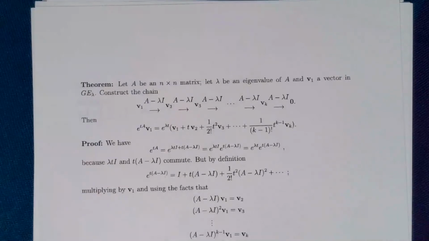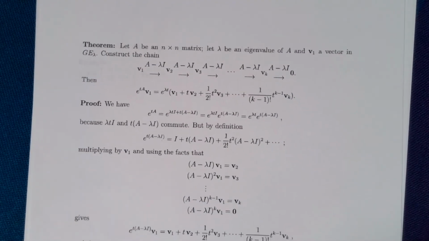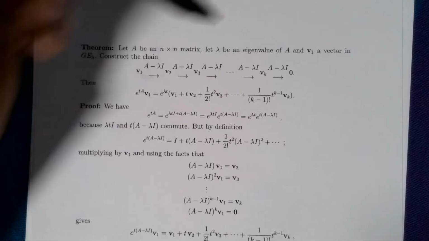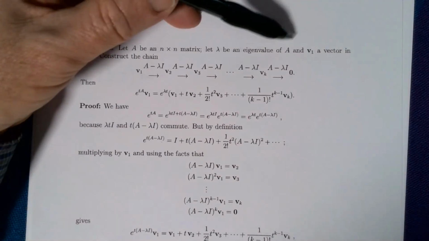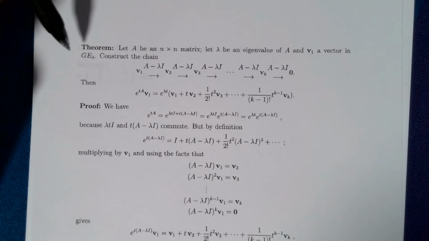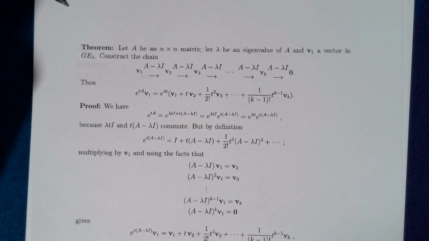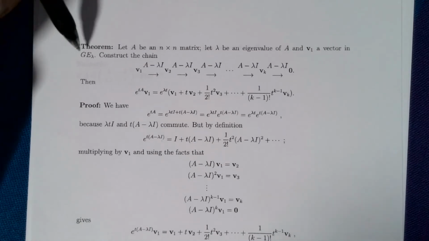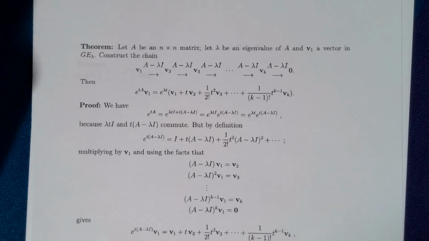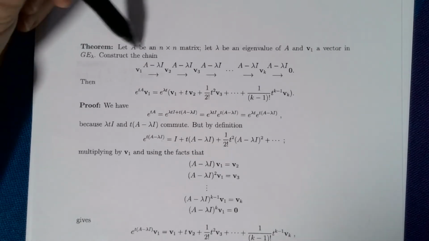So here's our little theorem, and it says we take A to be an n by n matrix, lambda is an eigenvalue of A, and we take V1 to be any vector in any of the generalised eigenspaces. It doesn't have to be the last one, it can be in any of the generalised eigenspaces, my vector V1, and you construct, as we've done before, this chain.